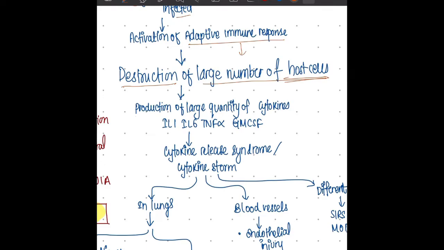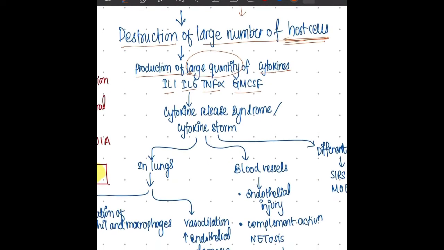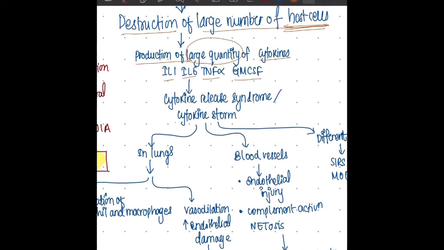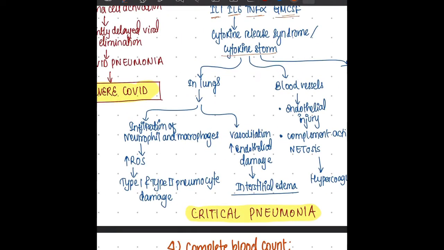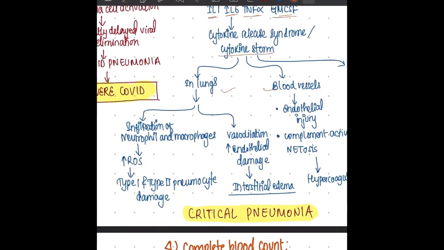Once again, there is going to be production of cytokines: interleukin 1, interleukin 6, TNF alpha, GM-CSF, but this time it is going to be in large quantity. Why? Because a large number of host cells are being damaged, and this leads to a particular phenomenon called cytokine storm. Because there is production of such a huge amount of interleukin 1, 6, TNF alpha, and GM-CSF, it causes severe effects on various organs, including lungs, blood vessels, and distant organ targets.